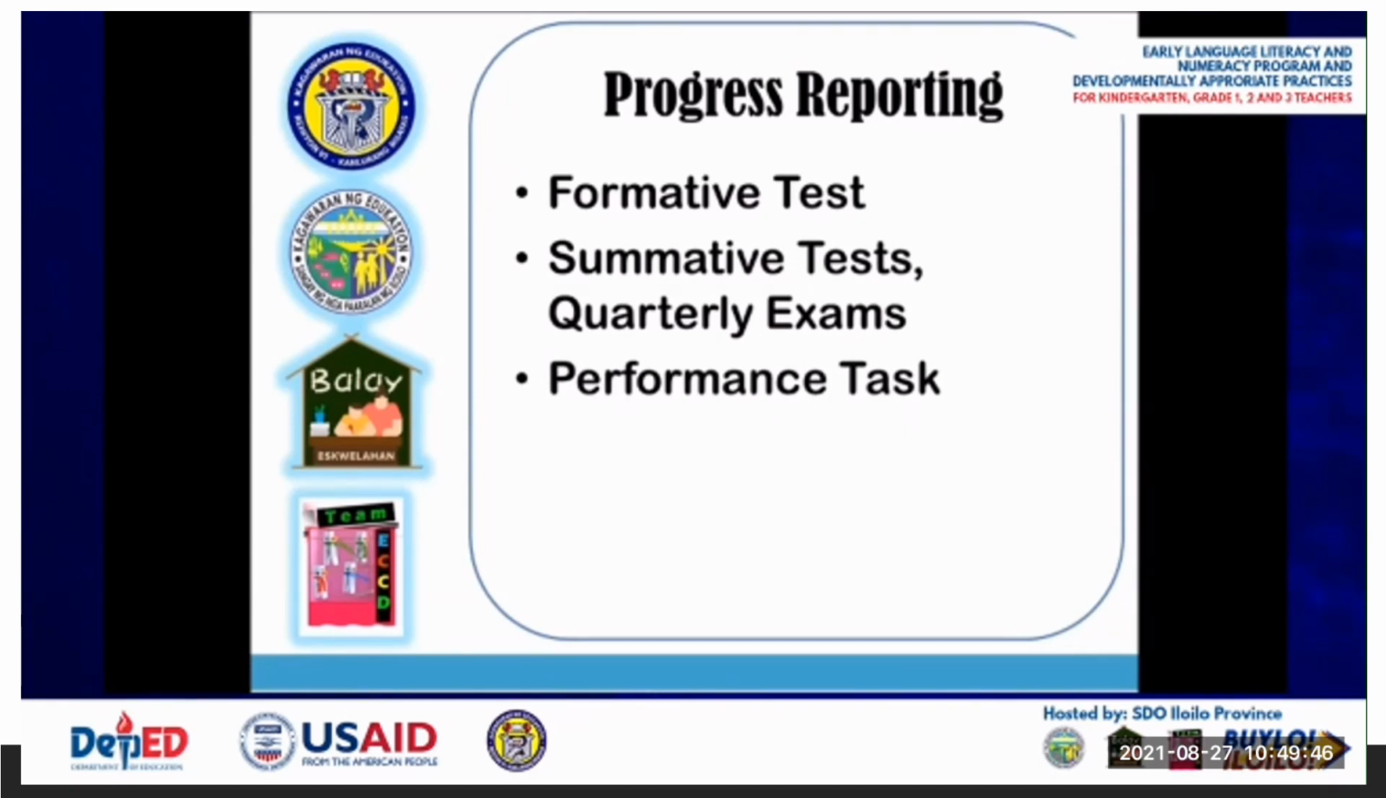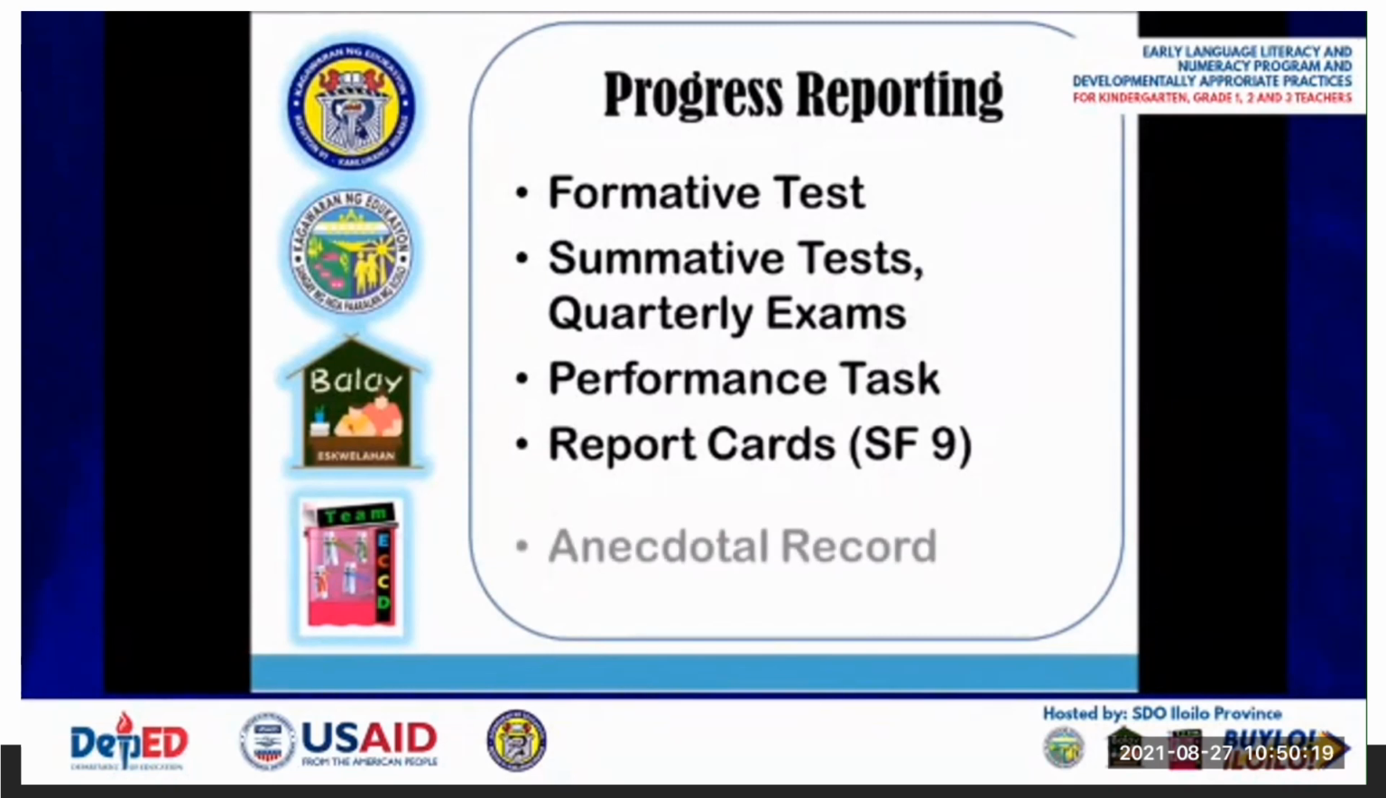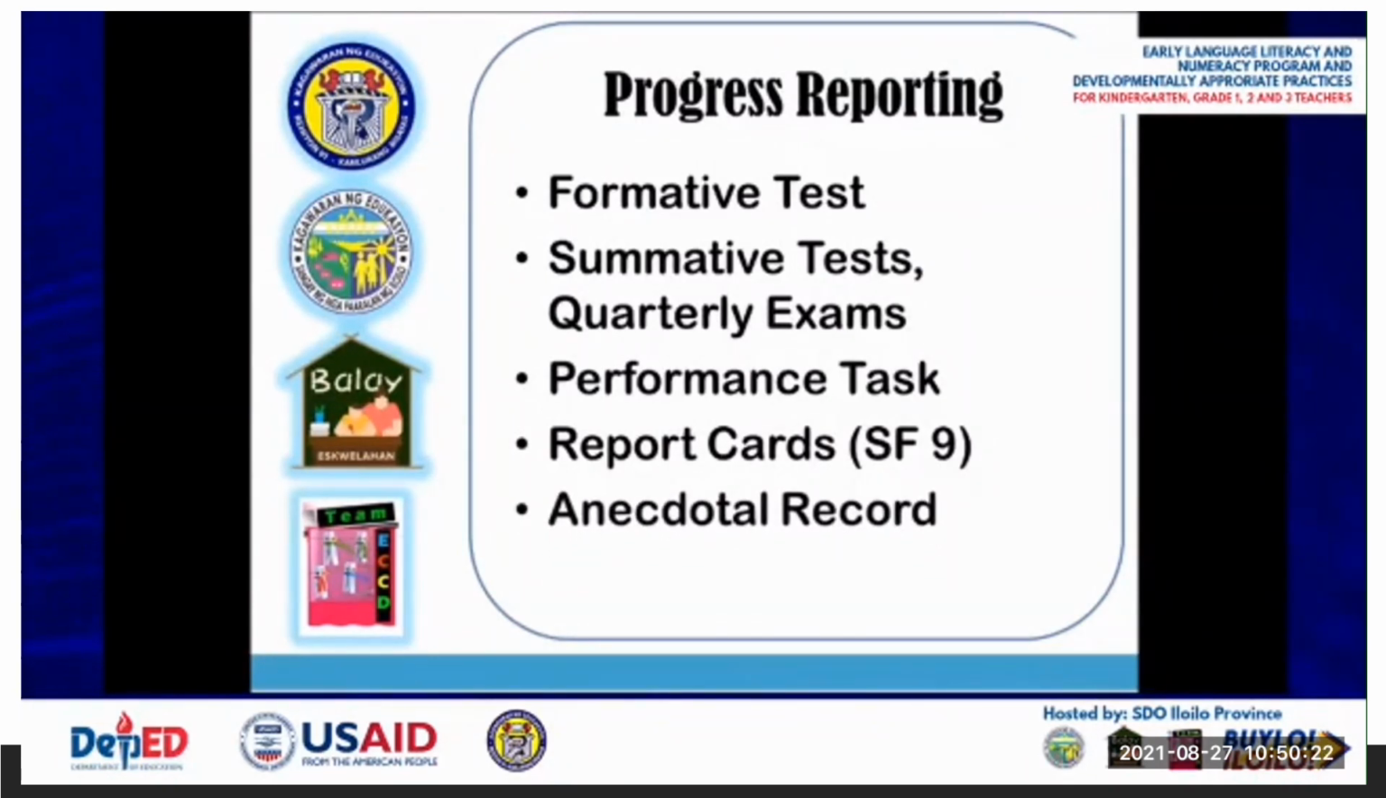A performance task is any learning activity or assessment that asks students to perform to demonstrate their knowledge, understanding, and proficiency. These yield a tangible product and or performance that serve as evidence of learning. Report cards or SF9 convey information from school to parents about the student's educational progress. And the anecdotal record.